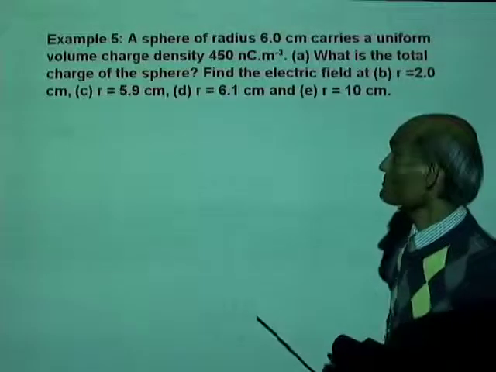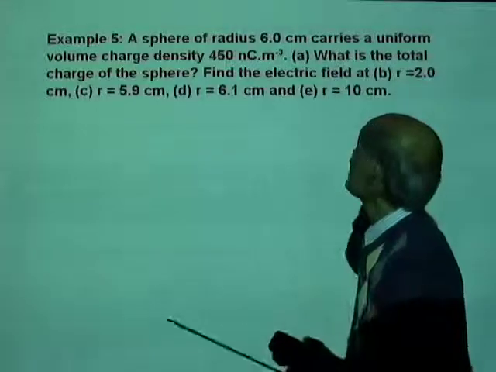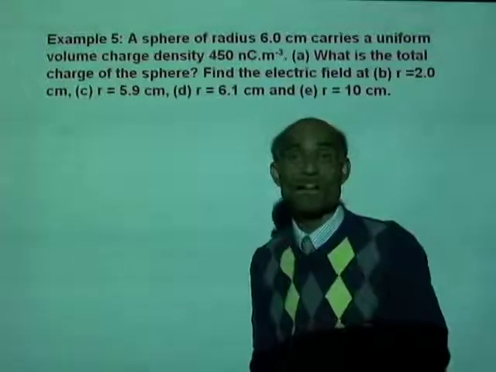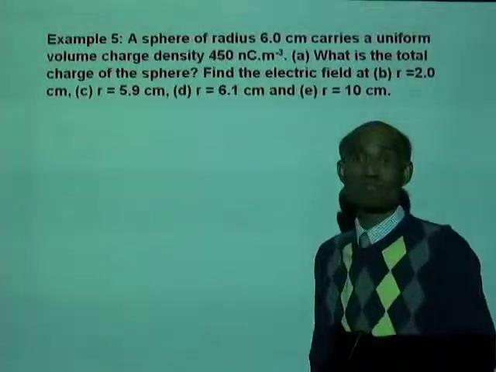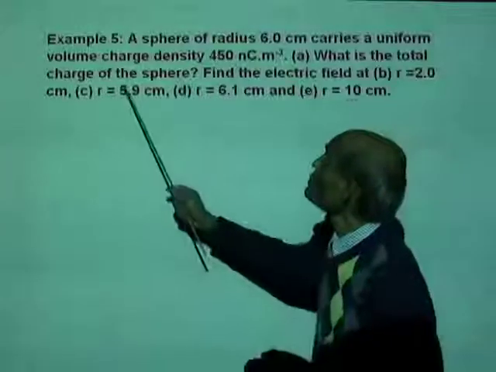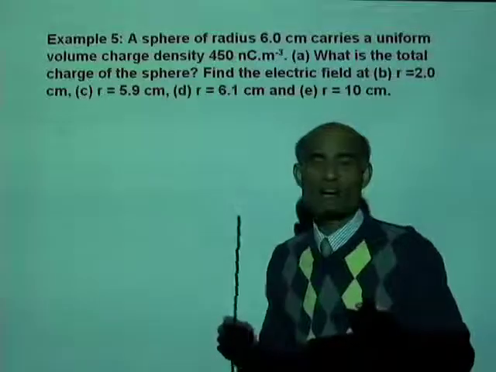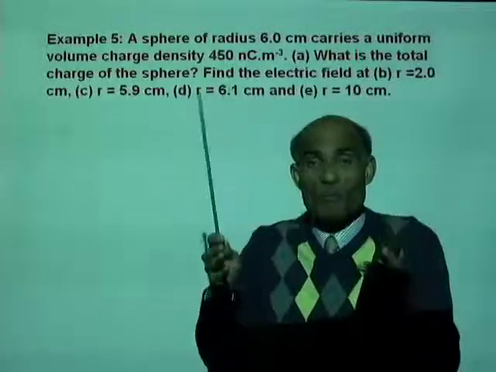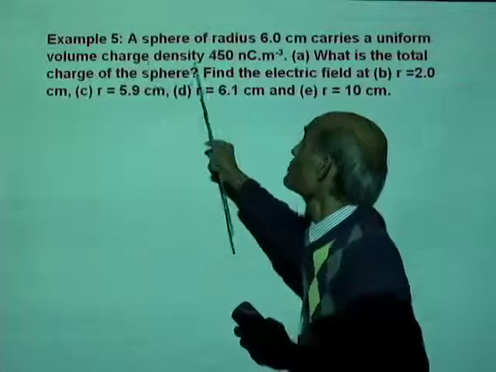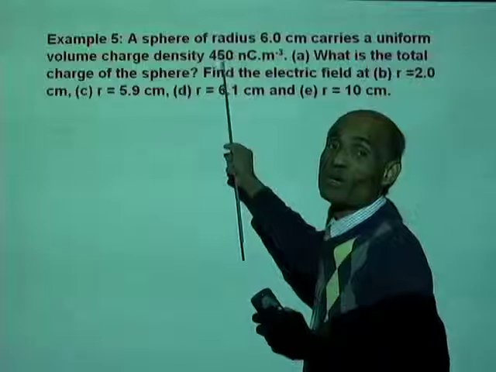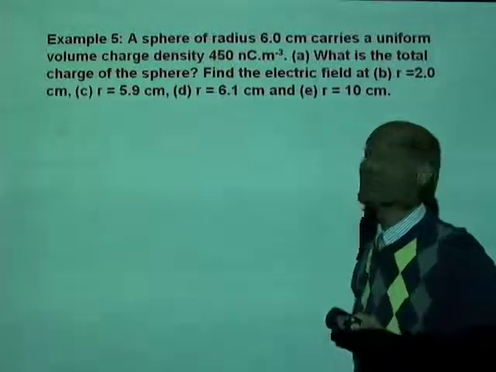Solve a problem. A sphere of radius 6 cm carries a uniform volume charge density of 450 nanocoulomb per meter cube. What is the total charge on the sphere? Well, you can do that very easily. Total charge on the sphere will be the volume of the sphere multiplied by the value of the volume charge density. This is rho. Rho multiplied by the volume will give you the total charge on the sphere.